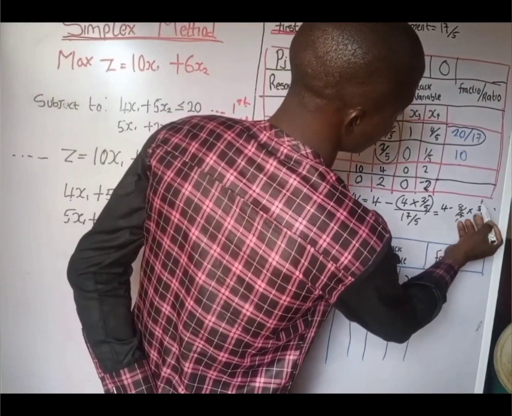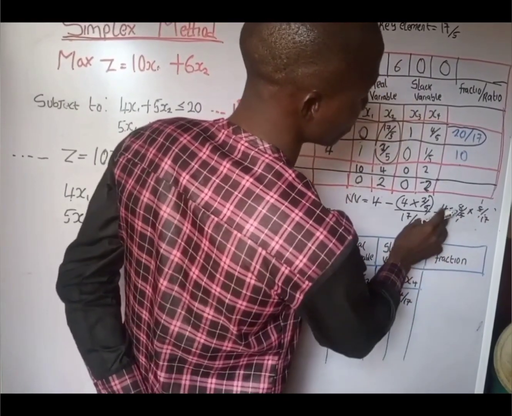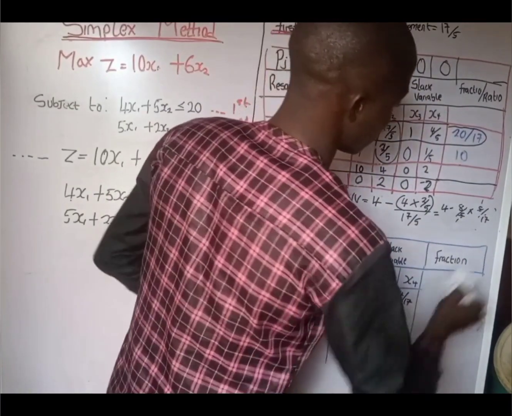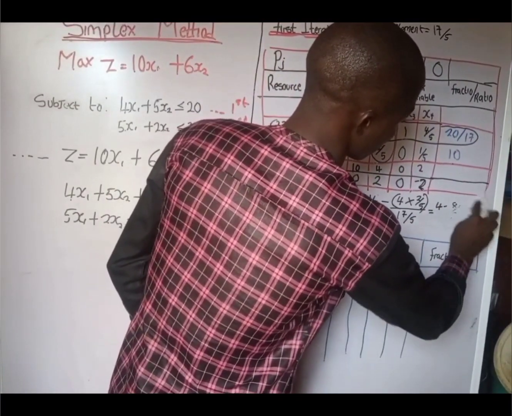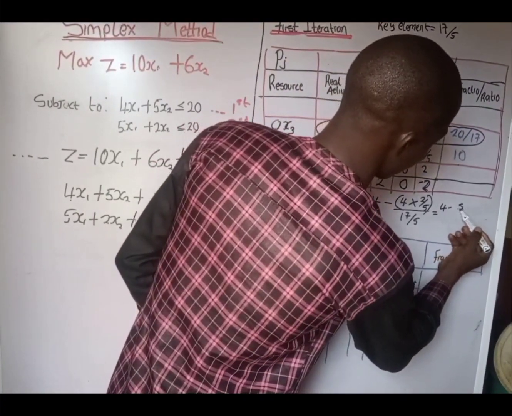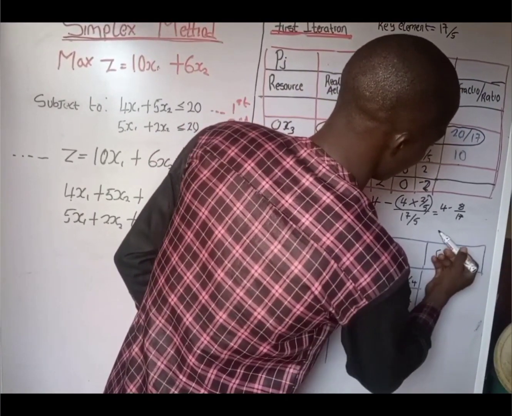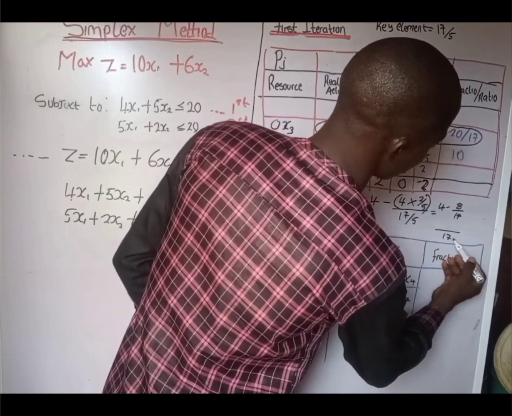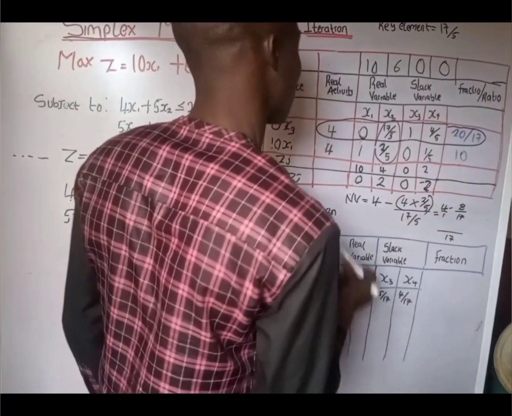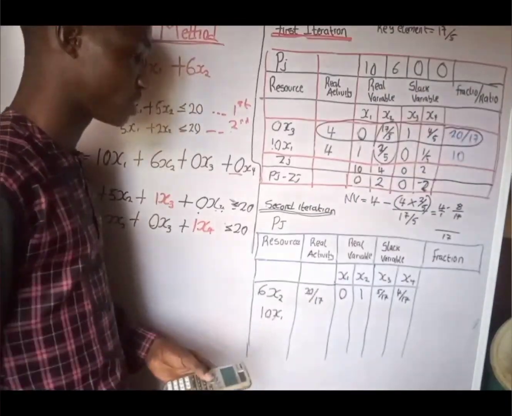This will go with this. This will cancel this. So what I'm left with is 4 minus 8 all over 17. If you find the LCM, it is 17. So don't forget there is 1 8. Now, 17 divided by 1 is 17. 17 multiplied by 4 is 68.